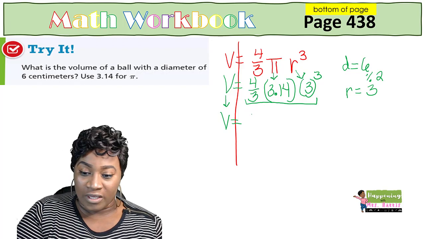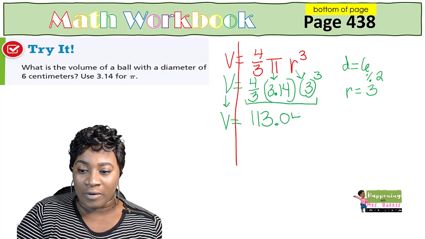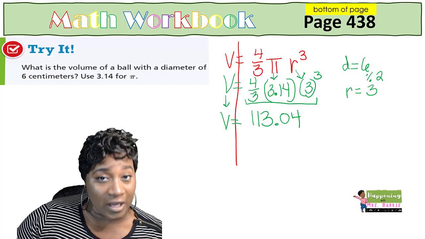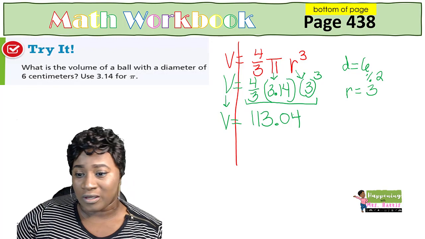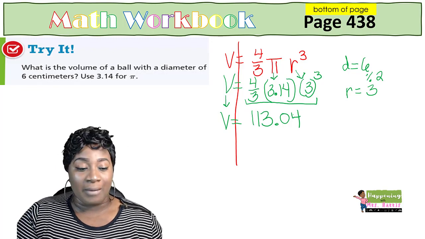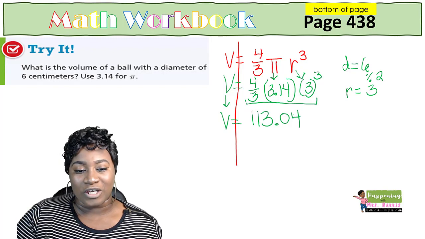I was left with 113.04. And I'm sure your assessment is going to have you rounding to the nearest hundredth. Therefore, we look, and the nearest hundredth means we have 2 decimal places. As you can see, once I multiplied, I'm left with my 2 decimal places.